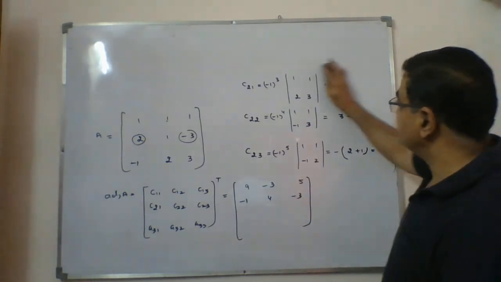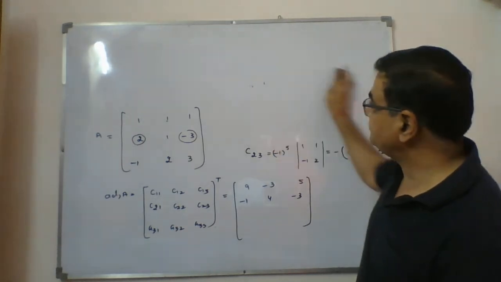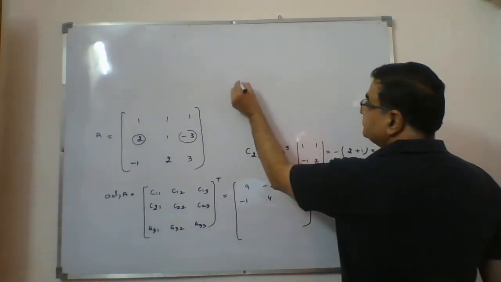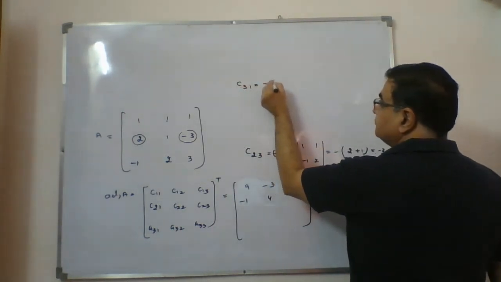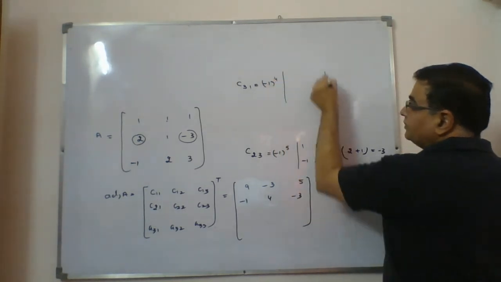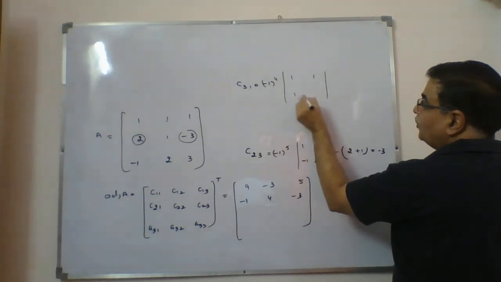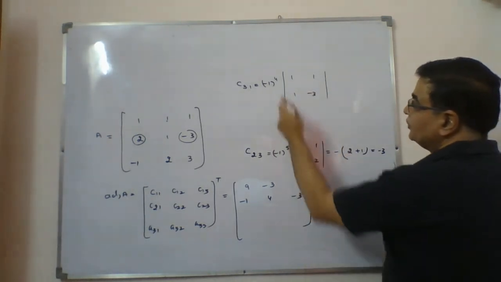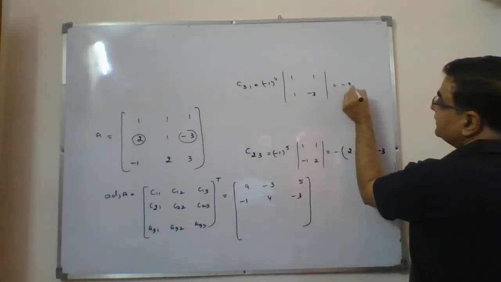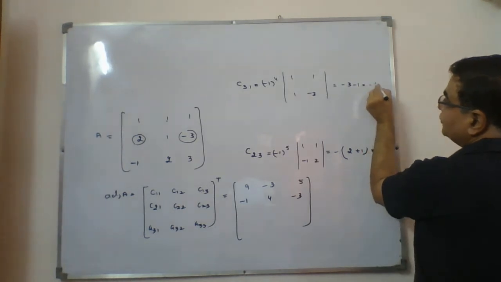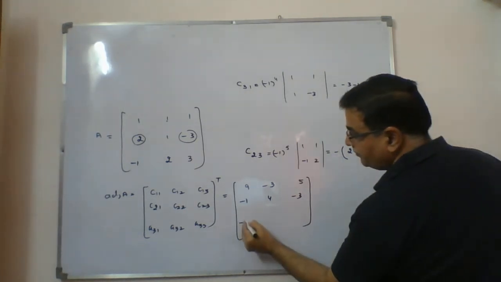Then we go for C31. Minus 1 power 4. 3, 1 means this element. Left is 1, 1, 1 and minus 3. So it is plus only. It will be minus 3 minus 1, which comes out to be minus 4. So this element is minus 4.